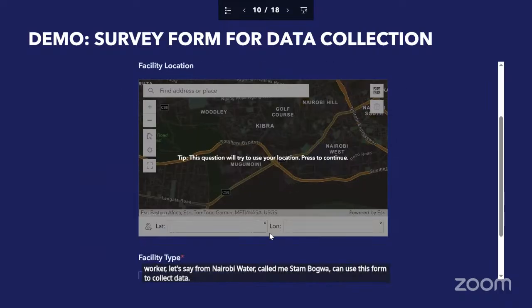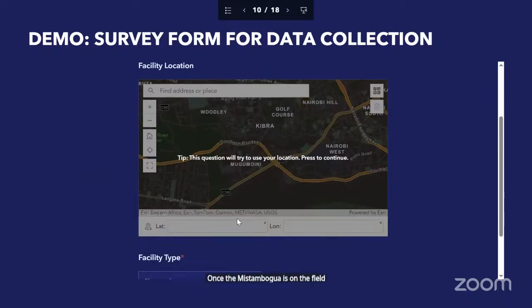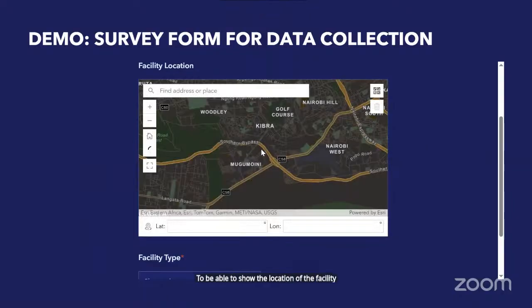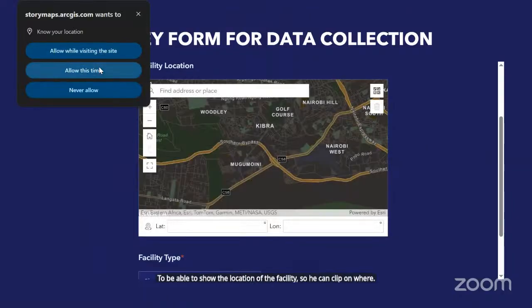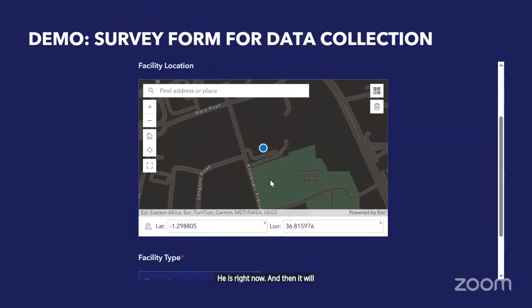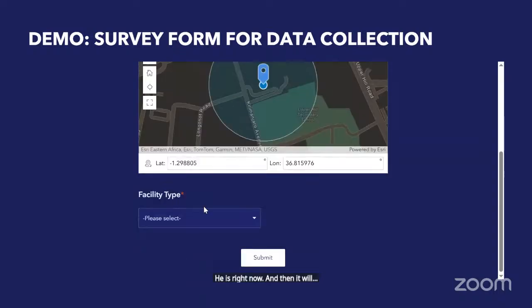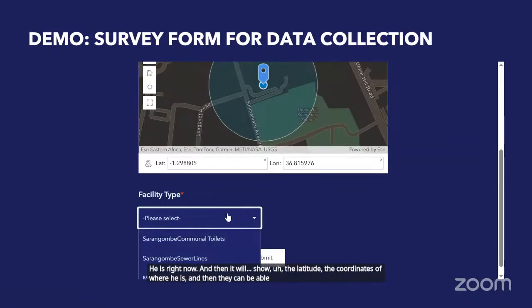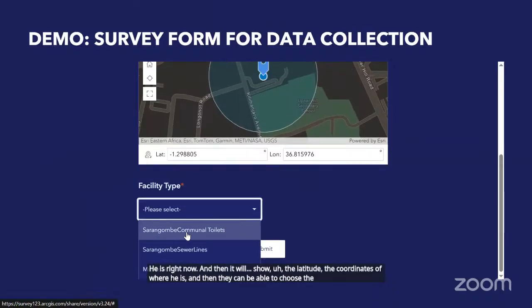Once Mr. Mbogwa is on the field, he will be using the GPS on his form to show the location of the facility. He can click on where he is right now, and it will show the latitude and coordinates of where he is, and then he can choose the facility type. Is it a manhole? Is it a communal toilet? Is it sewer lines?